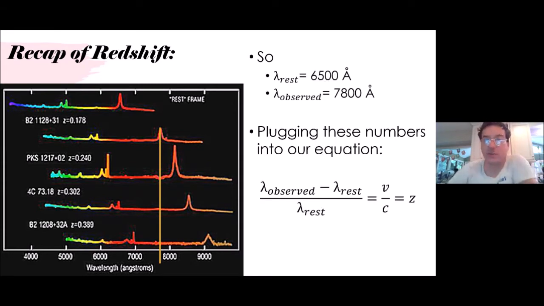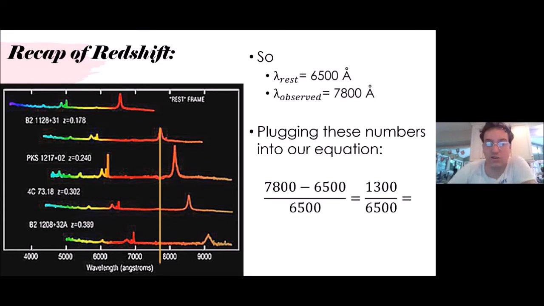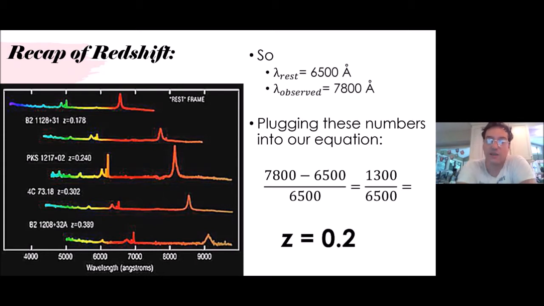We're going to plug those numbers into our equation, and we get something that looks like this. The difference between 7,800 and 6,500 is 1,300. We divide that by 6,500, and we get a z value of 0.2. So what does 0.2 mean?